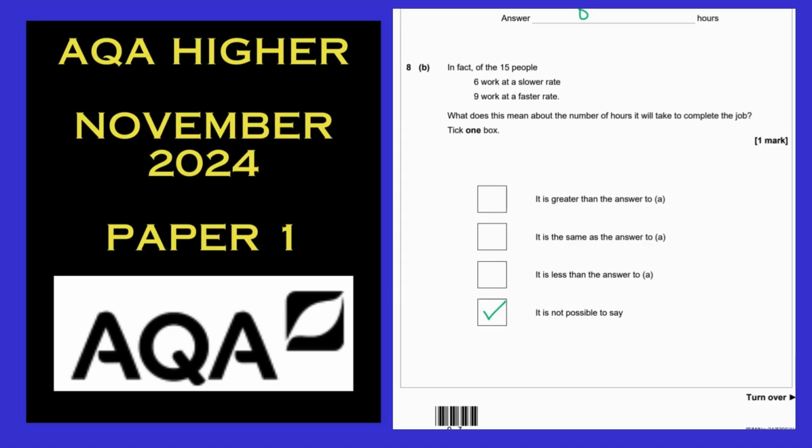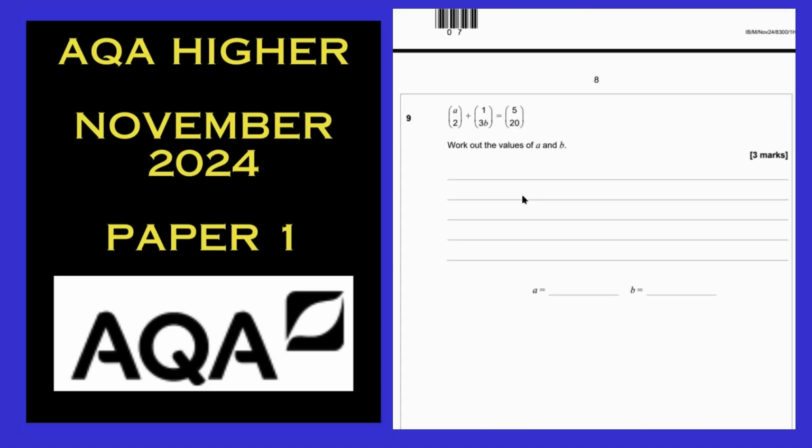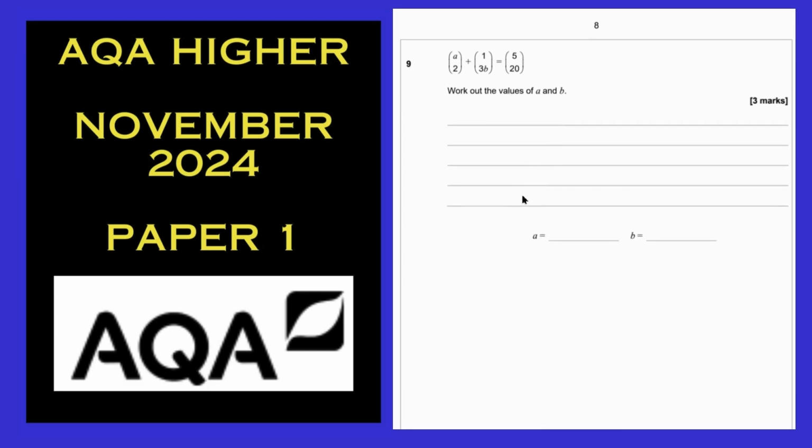It is not possible to say in any circumstance, unless you know more details about exactly how fast or how slow people work. Here we've got vectors for number 9. What you need to know about adding and subtracting vectors is you can just scan across the top corresponding elements of vectors. So the top vector is the left and right vector. So the horizontal movement added to the horizontal movement equals the overall horizontal movement. There we go. A has to be 4.